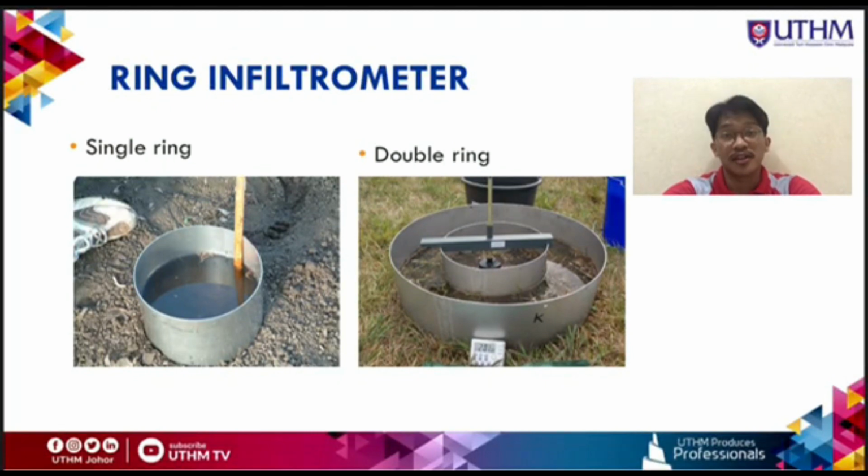Assalamualaikum warahmatullahi wabarakatuh. I will be presenting the infiltration method under unlimited water supply conditions, which is the ring infiltrometer. It consists of the single ring and double ring methods. The single ring method uses one ring of 30 cm diameter, while the double ring method adds another outer ring that is used to ensure the vertical movement of water from the inner ring and also to reduce leakage.